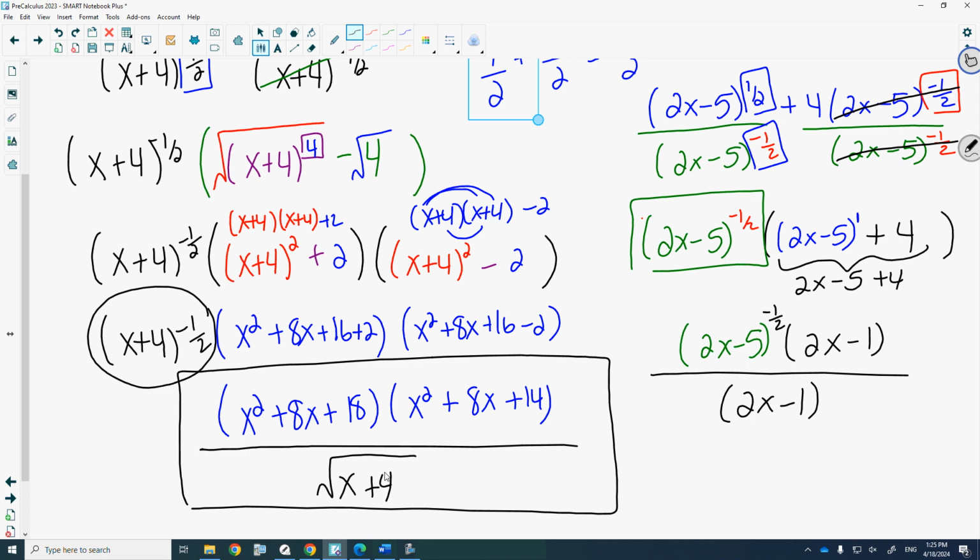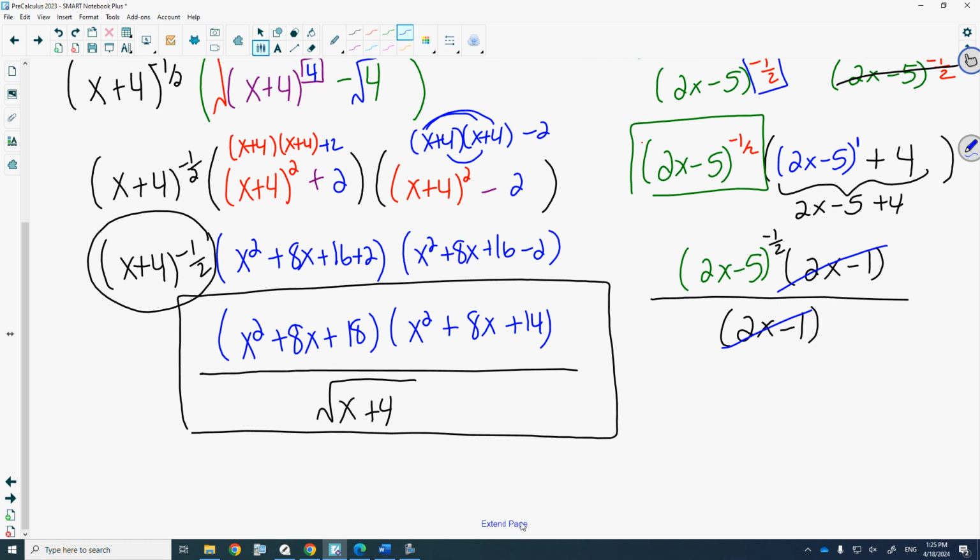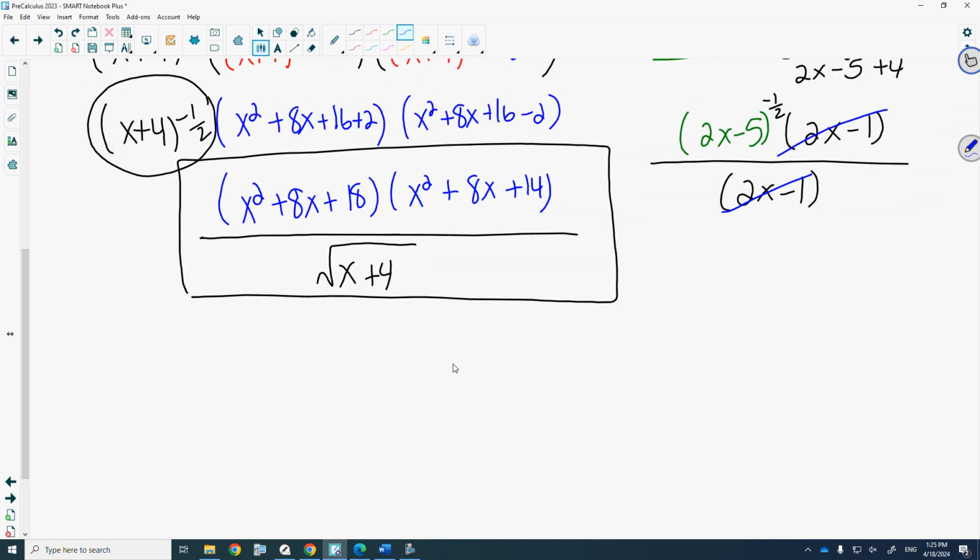Now hopefully you could see that 2x minus 1 and 2x minus 1 would cancel. What I'd be left with from here is I'd be left with 2x minus 5 to the negative 1/2. I'm going to reciprocate that to get 2x minus 5 to the 1/2.